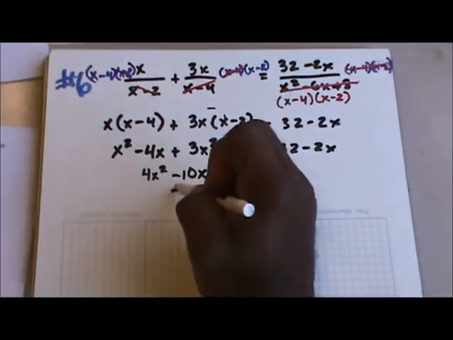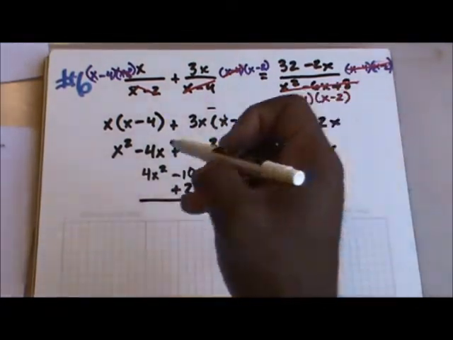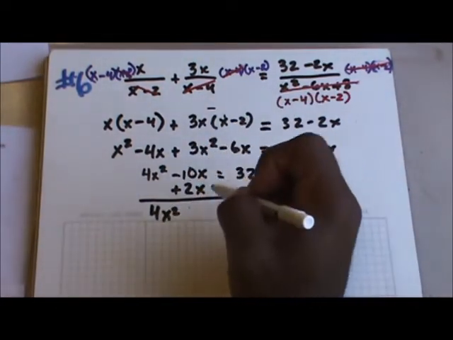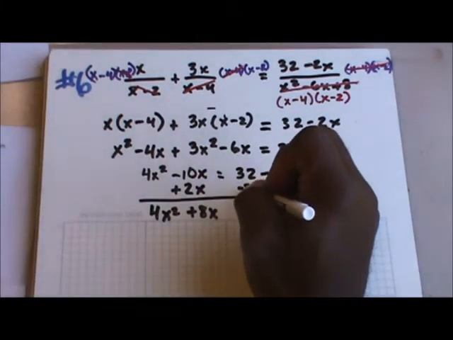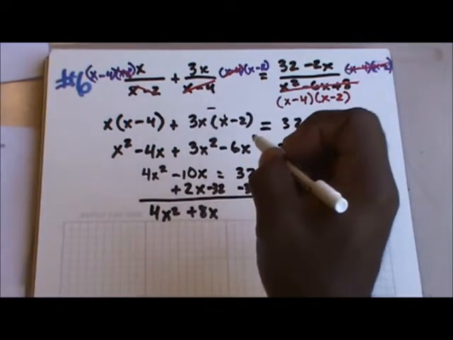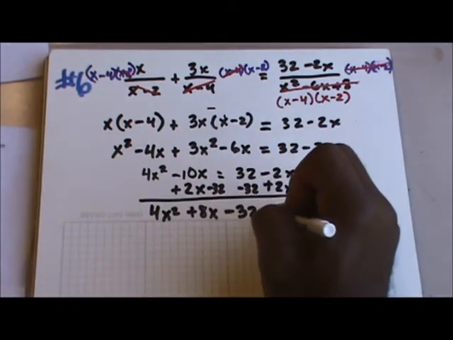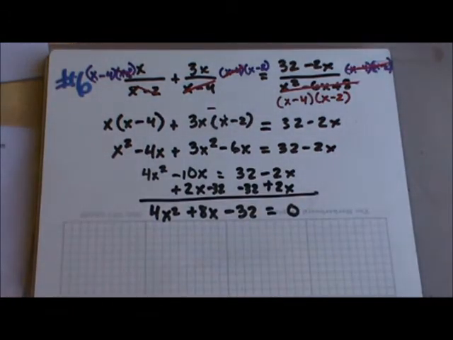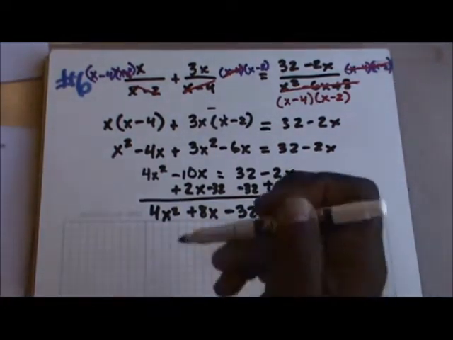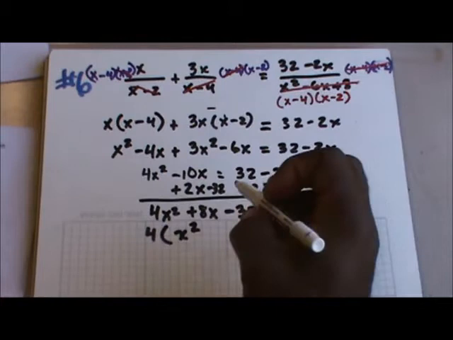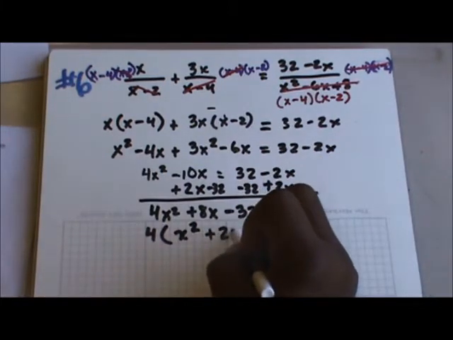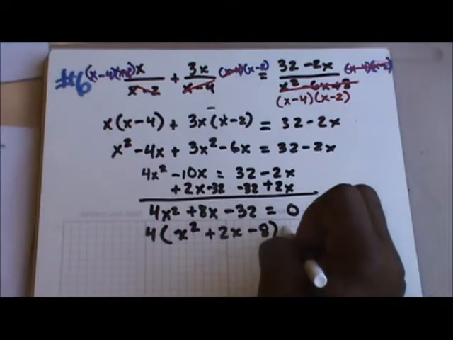We're adding 2x to both sides. That's 4x squared plus 8x. We are also subtracting 32 from both sides, so that's minus 32 equals 0. From here, we want to divide out a 4. We can divide a 4 out of every term. That'll give us 4 times x squared plus 2x minus 8 is equal to 0.